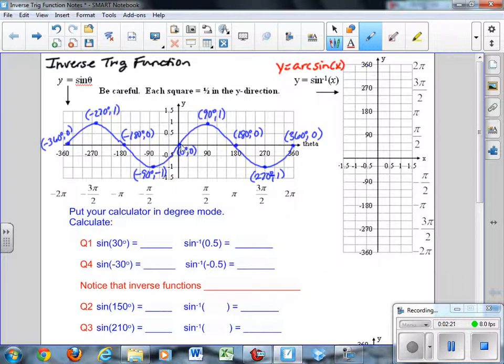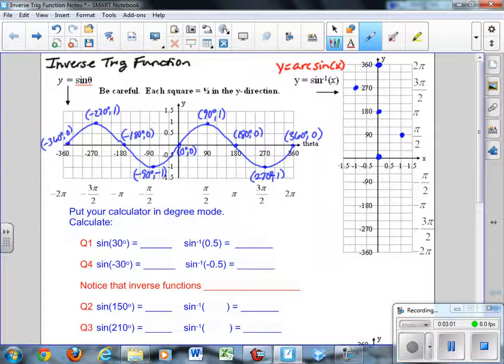So for example, the point 0, 0 will still be 0, 0. So we'll plot that. Now what about the point pi over 2, 1, or 90, 1? Now it's going to be 1, 90, or 1, pi over 2. So we're going to plot that right here. And then we have 180, 0, so we're going to have 0, 180. And then we have 270, -1, so now we're going to go to -1 here and go up to 270. And then our last one is 360, 0, or 2 pi, 0, and so we're at 0, 2 pi.